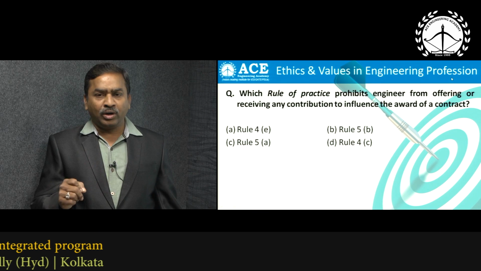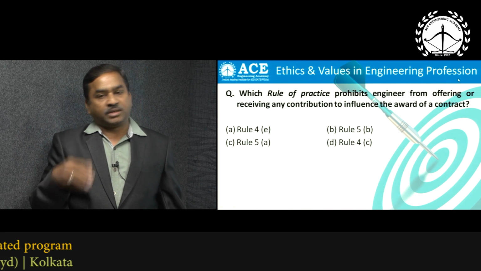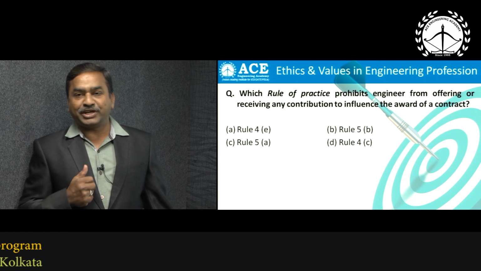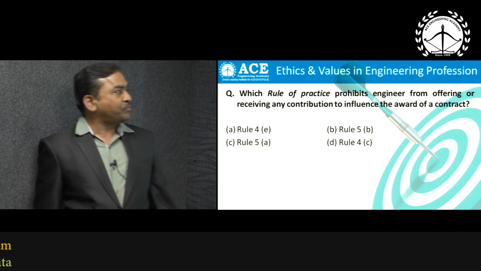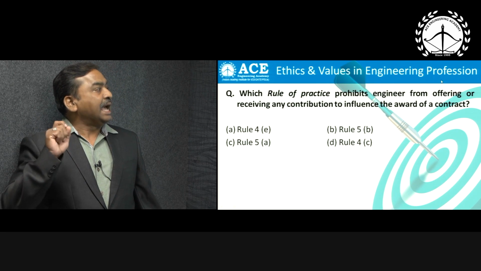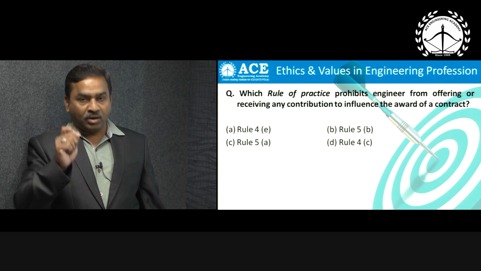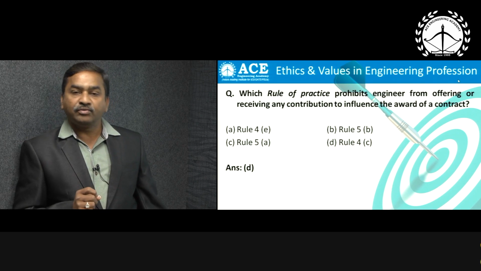For example, a rule that tells you should not work in the area where you don't have competence. It needs to be remembered. Bribes and gifts, differentiation, need to be remembered. We will see the question now. Which rule of practice prohibits engineer from offering or receiving any contribution to influence the award of contract? The rule here is 4C. The choice is D, 4C.